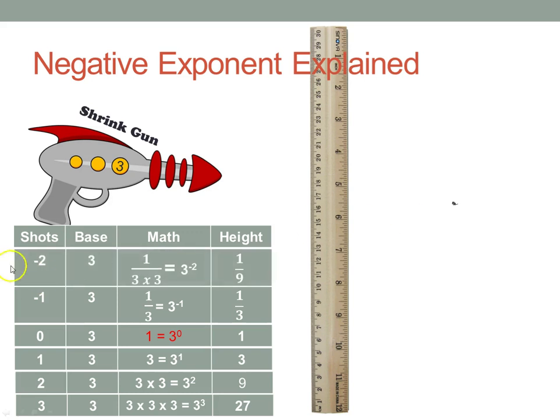Let's see. If I did -2 shots, because each shrink gun is a negative shot, I now have 1 over 3 times 3, right? Kind of 1 over 3 to the second power. The height is 1/9. And you can see as I go down here each time, I'm dividing by a factor of 3 each time. And if you're going from smallest to highest, I'm growing by a factor of 3, meaning I'm multiplying by 3. So you don't have to memorize this table. I just wanted you to see how it works. And look at that tiny little mouse. He's not going to bother us anymore.